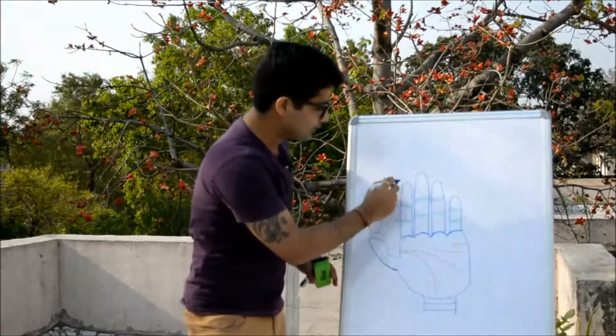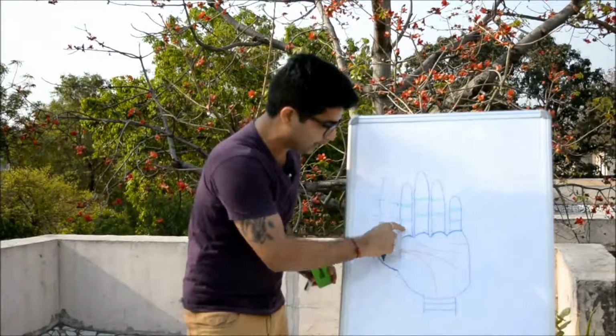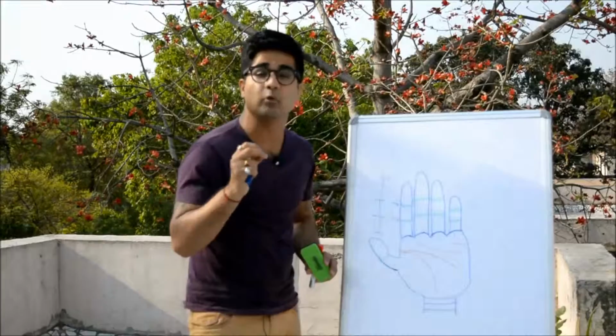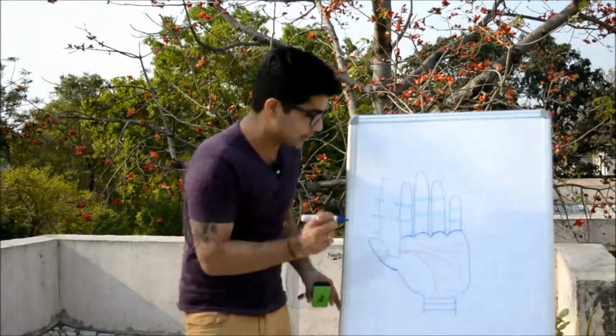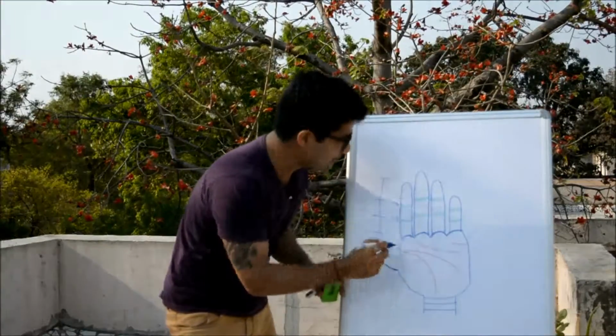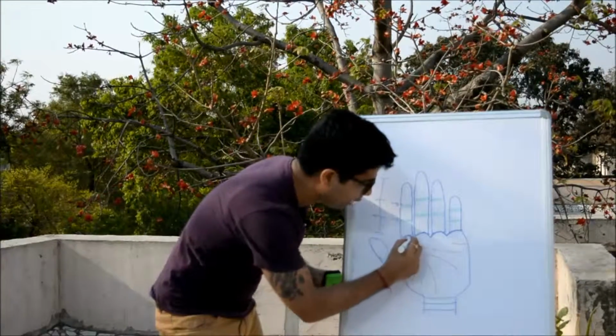Now we have learned that these are the knots and these are the phalanges. Then comes the second most important thing in the palm, which are known as the mounts. These cushy portions at the bottom of the fingers are known as mounts.